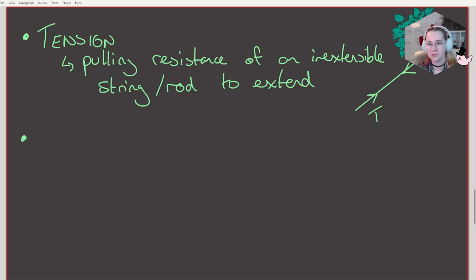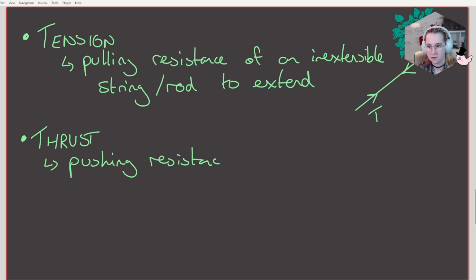So something under tension is held taut. It's being pulled at each end. And then, sort of opposite to that, but not really, is thrust. So this is now a pushing resistance to compression.